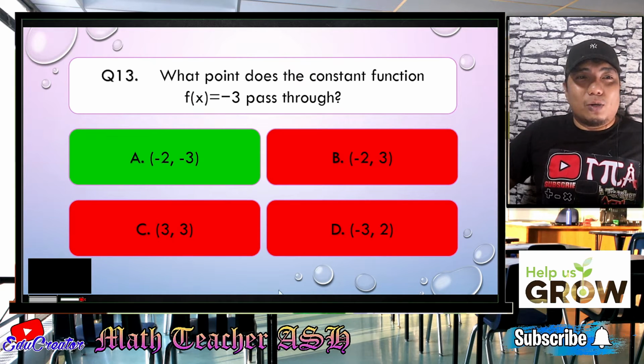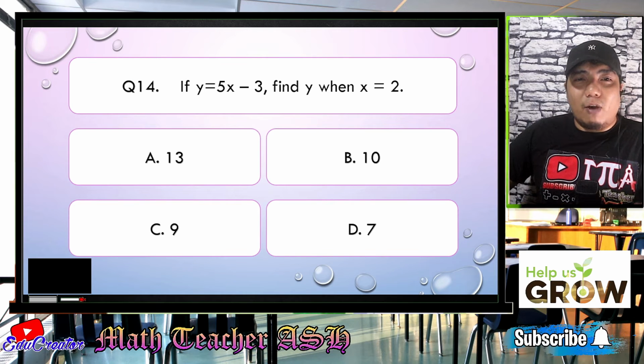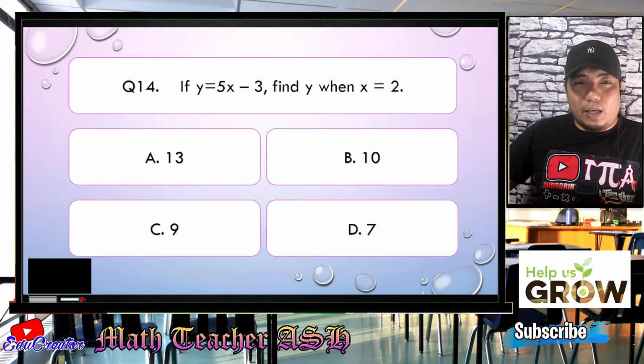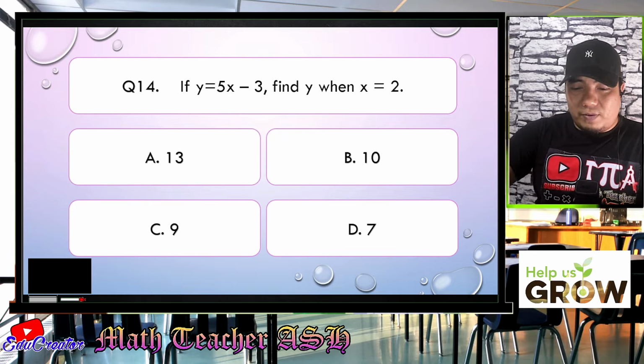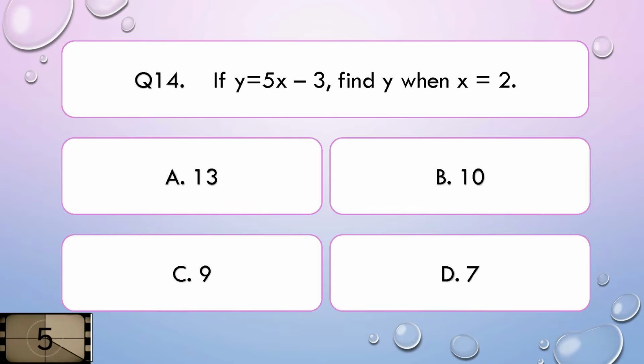So now let us go to question number 14. If y is equal to 5x minus 3, find y when x is equal to 2. Alright, very easy. Is it A, 13, B, positive 10, C, positive 9, or D, positive 7? I'll give you 5 seconds to think about your answer.